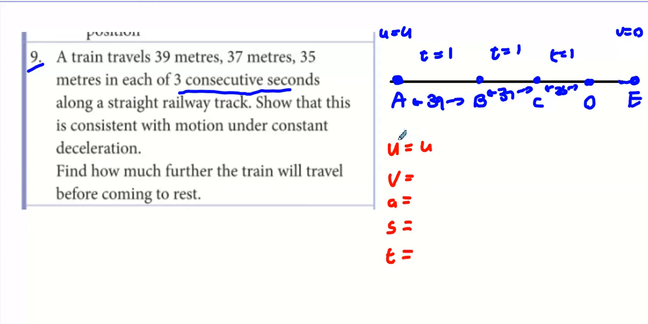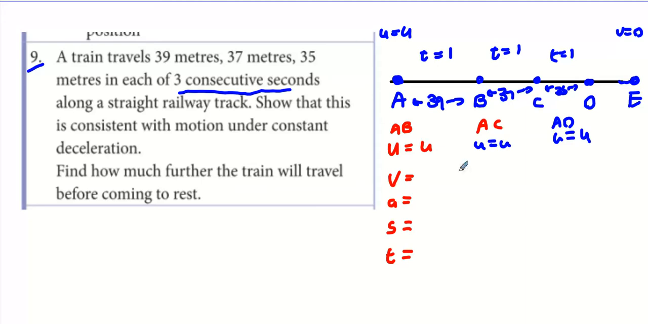So if this is A to B, u equals u. If this is A to C, u equals u. And finally, if this is A to D, u equals u. You're keeping a common starting velocity, and it means you have one less variable to deal with. They're all the same. Everybody cool with that? That's the first trick.